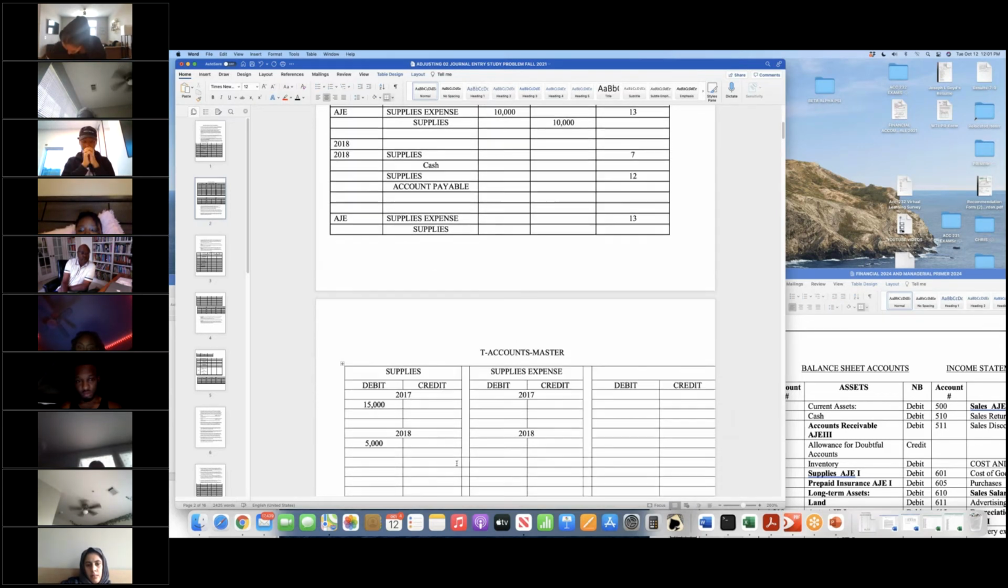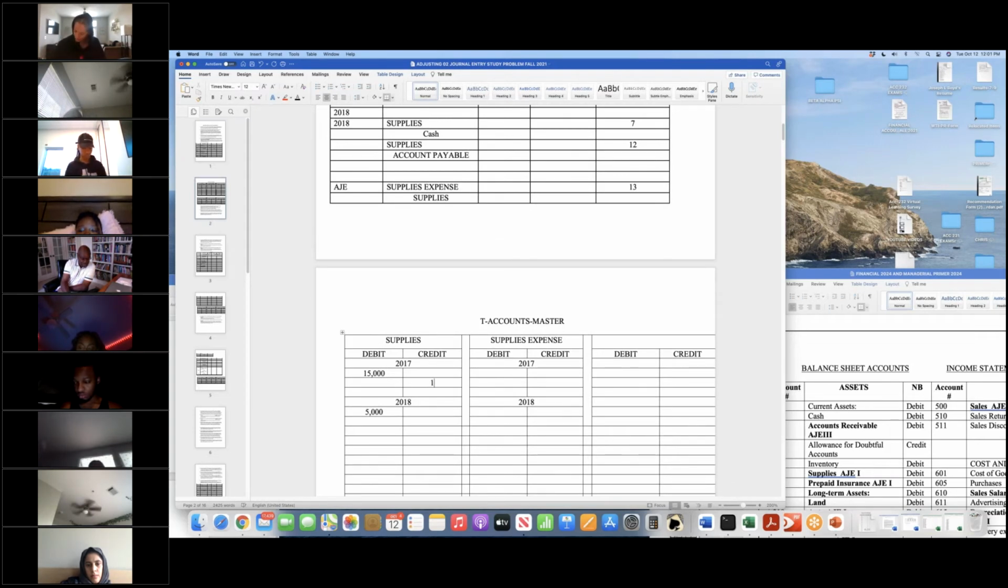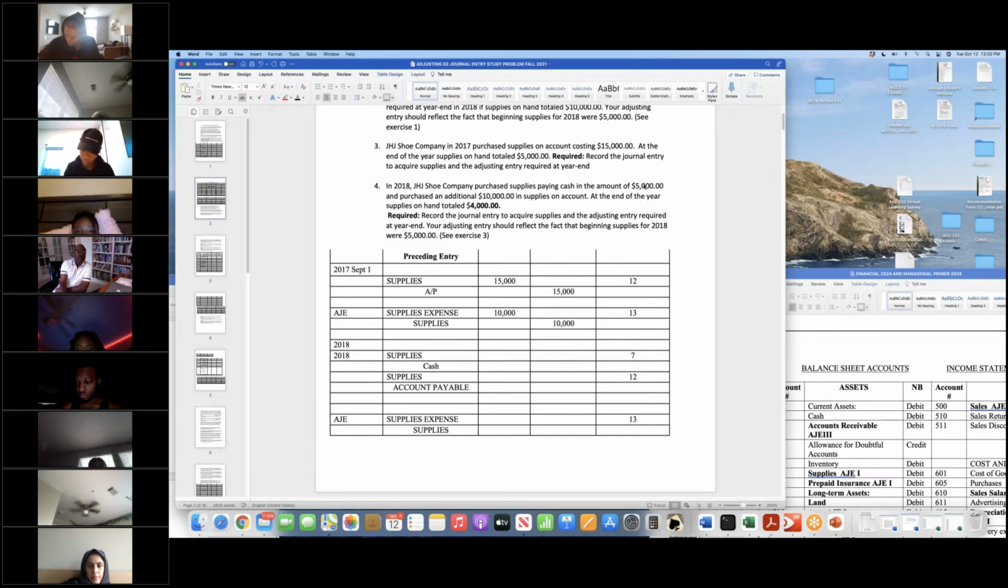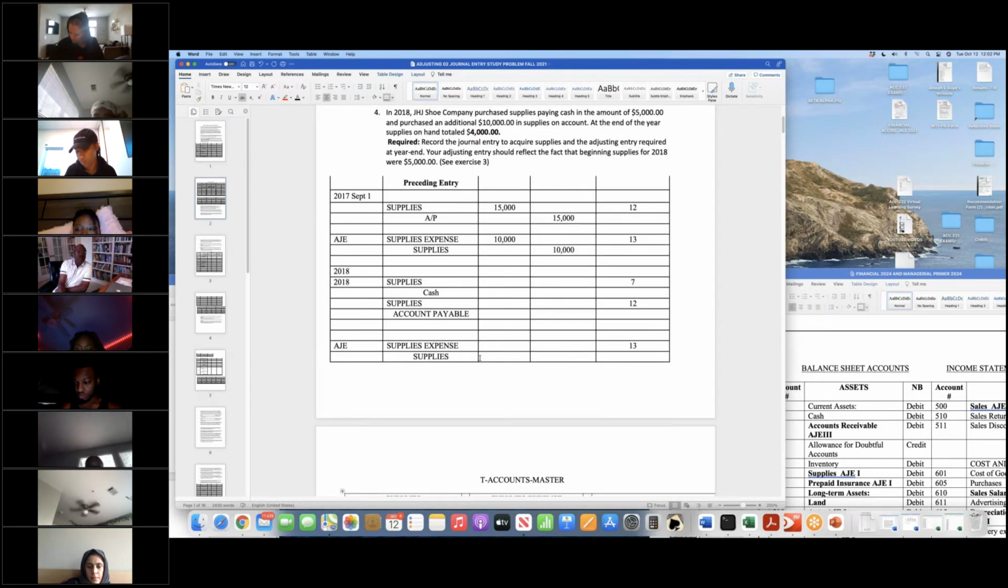So we do that, then we would make that AJE in here for 10,000. Here's the AJE. And we're going to debit supplies expense for 10,000. And it's already just closing out since the 10,000 would come out in the closing entry. 5,000 is going forward. Now, in the second year, a similar thing, we purchased an additional 10,000 supplies on account. So in this one, in 2018, they make the entry, debiting supplies 10,000, crediting accounts payable 10,000.